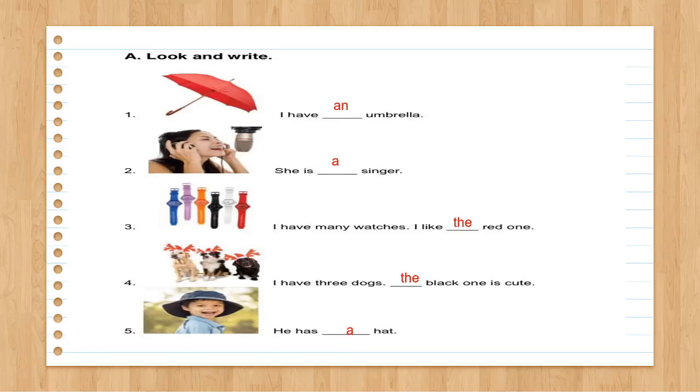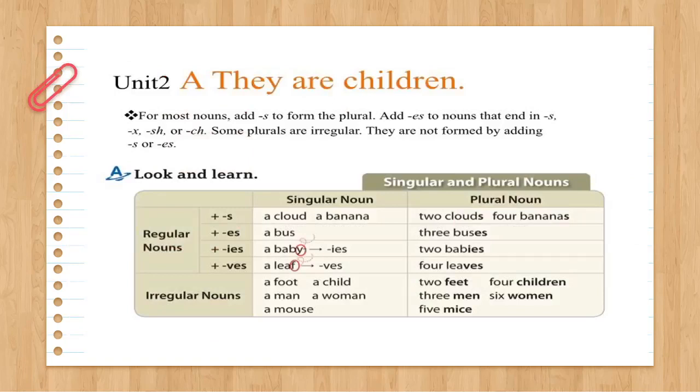Now let's move to unit 2, which we will review also, "They Are Children." This one we focus on singular and plural nouns, right? As you know already, singular is only one, and plural is two or more. For most nouns, add s to form the plural. Add es to nouns that end in s, sh, or ch. Some plurals are irregular and are not formed by adding s or es.